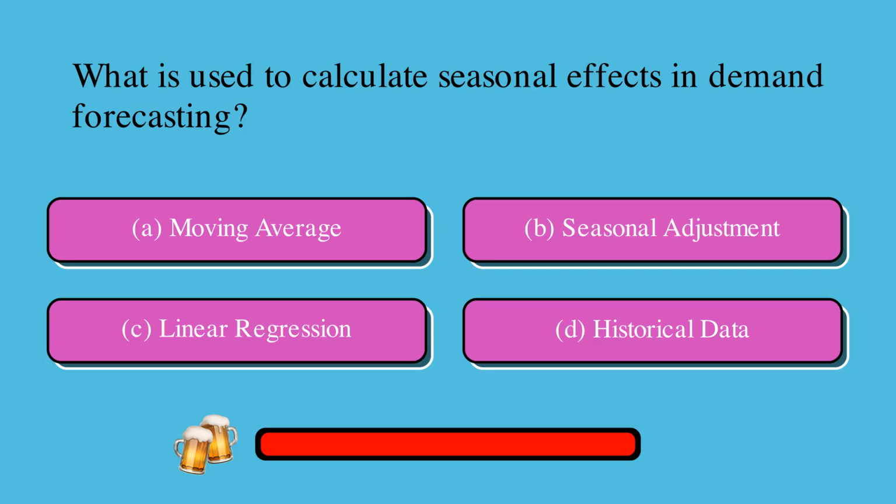What is used to calculate seasonal effects in demand forecasting? Is it A, moving average, B, seasonal adjustment, C, linear regression, or D, historical data? The correct answer is B, seasonal adjustment.